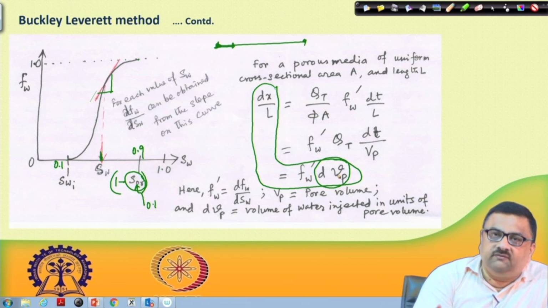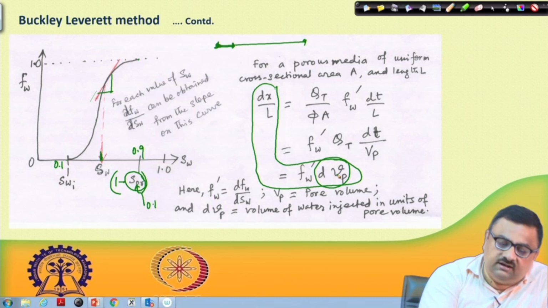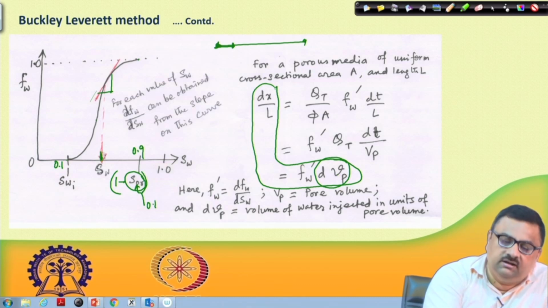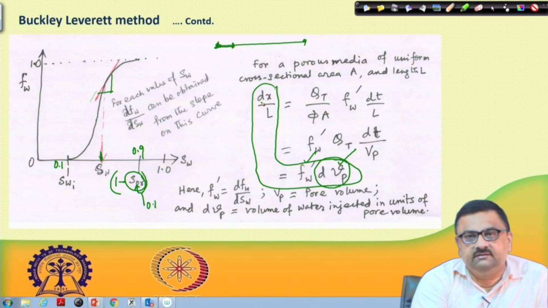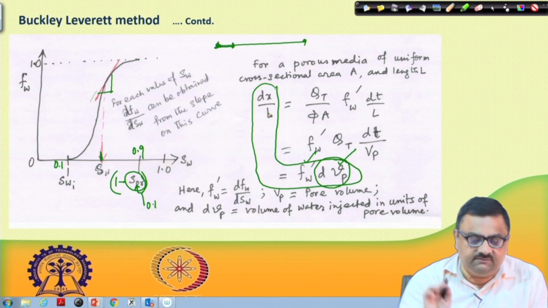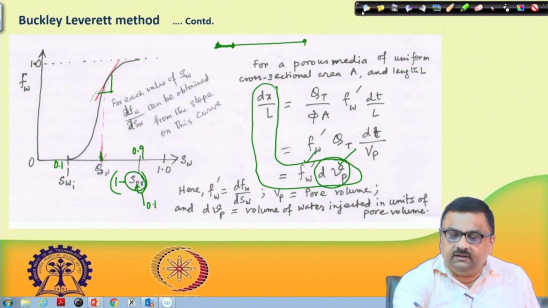So, now you are trying to find out the saturation, how far it would travel, for some saturation you have in mind. So, simply draw that, find out Fw prime. dVp you already know, you have imposed it. You can say that this much distance this saturation front will travel. So, dx by L would be this.